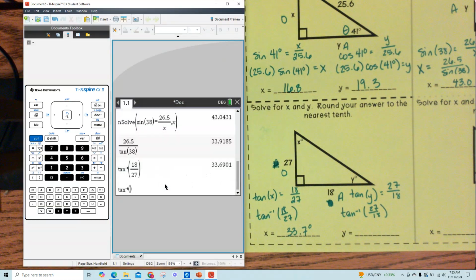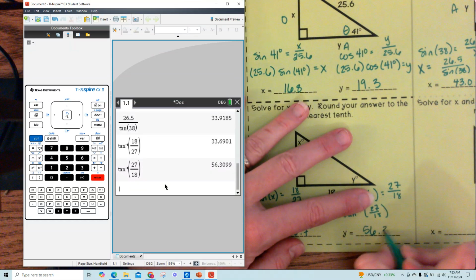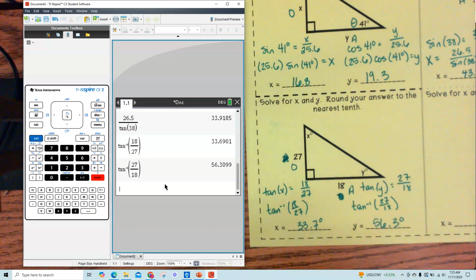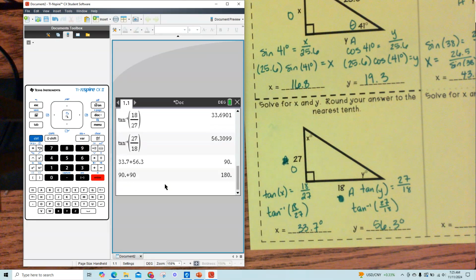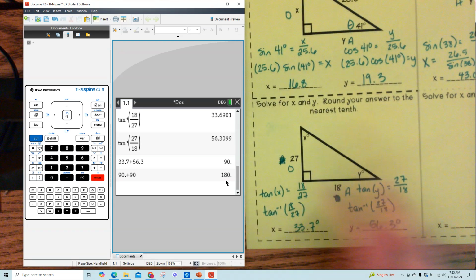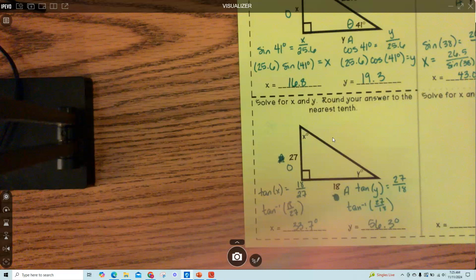Okay, so 27 over 18 gives me 56.3 degrees. So the check with these, I can add the angles. So this angle plus this angle, plus the 90-degree angle should give me 180. Or since we're dealing with a right triangle, these two angles should add up to 90. So you do have a check in these as well.